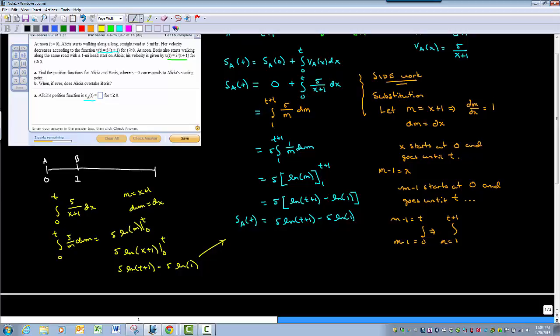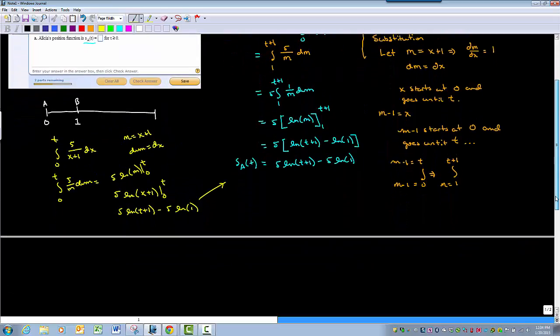Now, usually this is how I'm doing it in my head when I'm working through it, but this is really the correct way of working through it. So this is how you get her position function. Now you got to do the same thing for Boris.